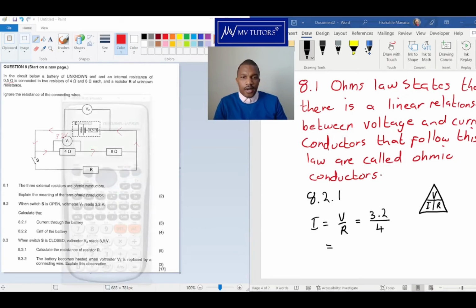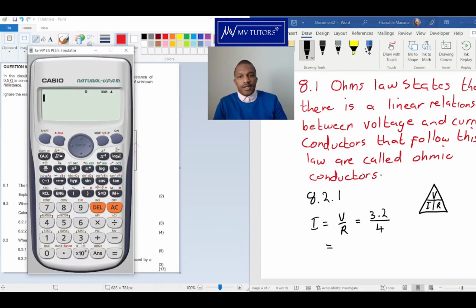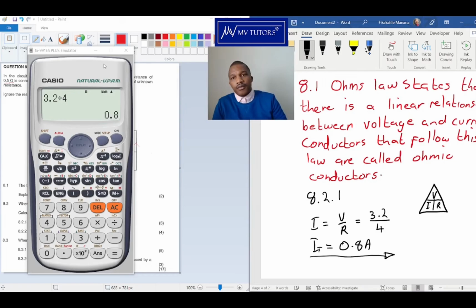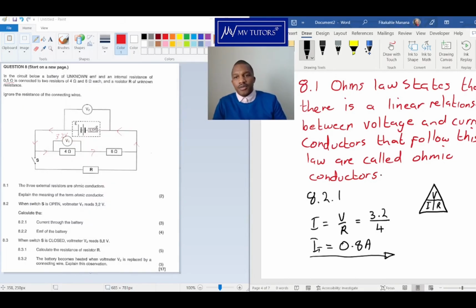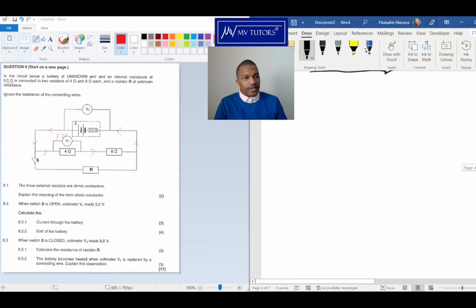Okay, let's get our calculator. We're gonna say 3.2 divided by 4. There we go. 0.8. 0.8 amperes. That's our total current that is flowing through the wire when the switch is open. Okay, and then it says calculate the EMF of the battery. That's cool, we can do that.